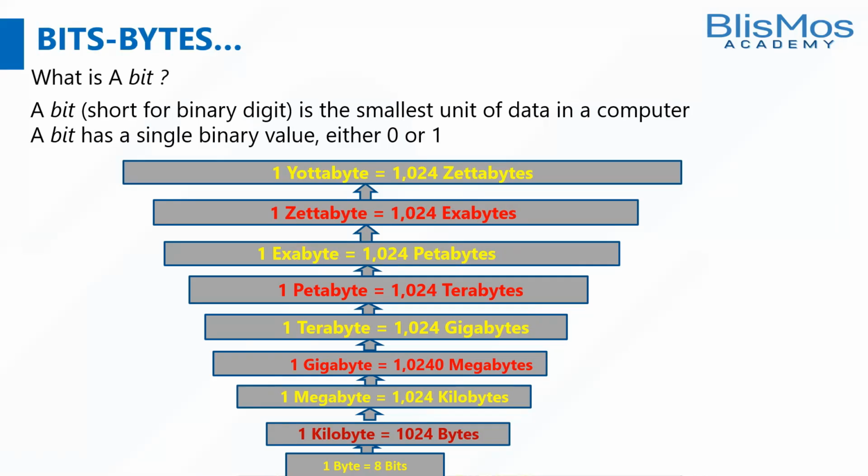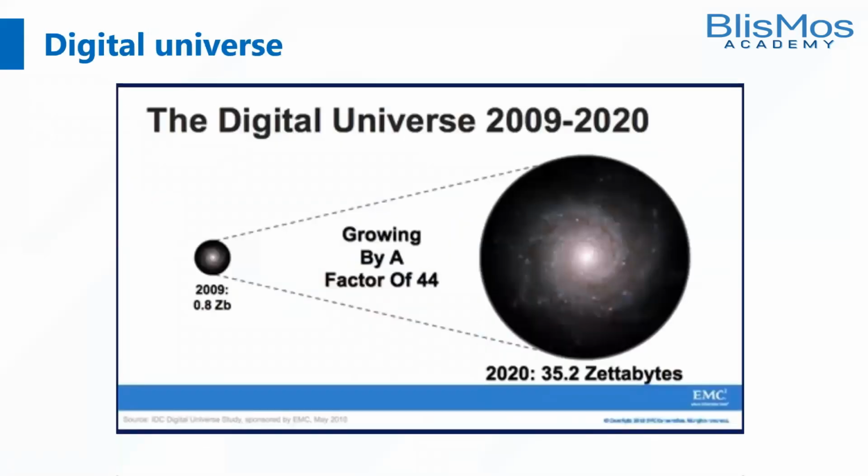Now that we understood volume, let us move on and understand how the data has increased over a period of time. If you look at 2009, there was almost 0.8 zettabytes of data then.